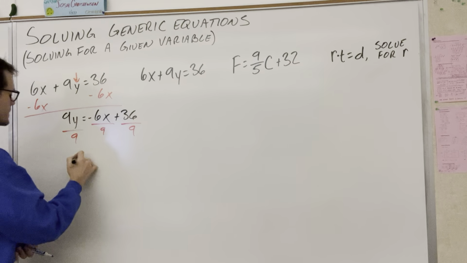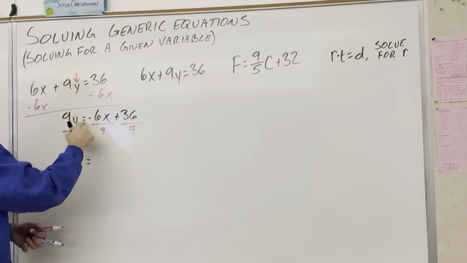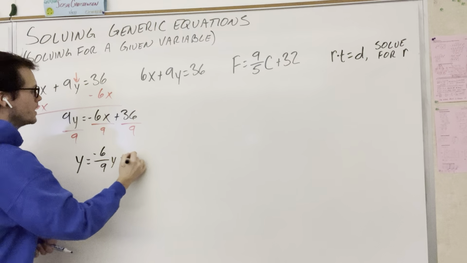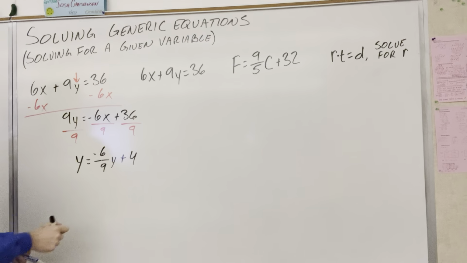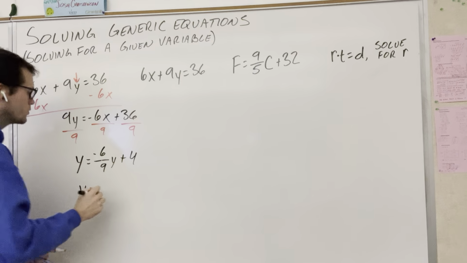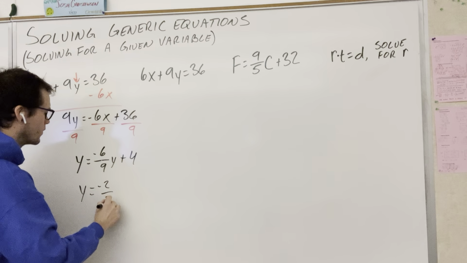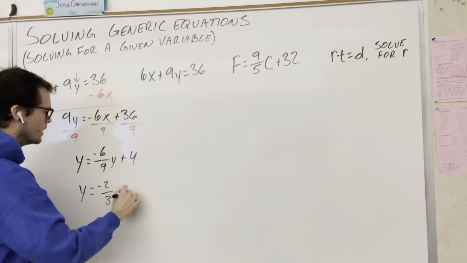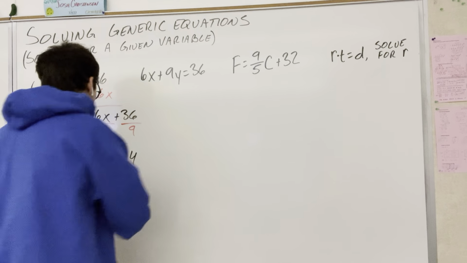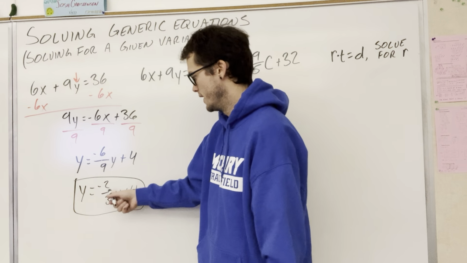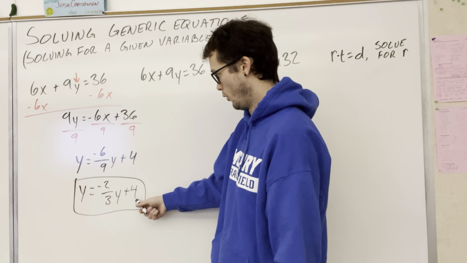And what we see is that y equals, well, this turns into negative 6/9 y plus 4. And this can be simplified ever so slightly. So it's y equals, negative 6/9 is negative 2/3 y plus 4. And now we have the equation in slope-intercept form. It's got a slope of negative 2/3. It's got a y-intercept of 4.